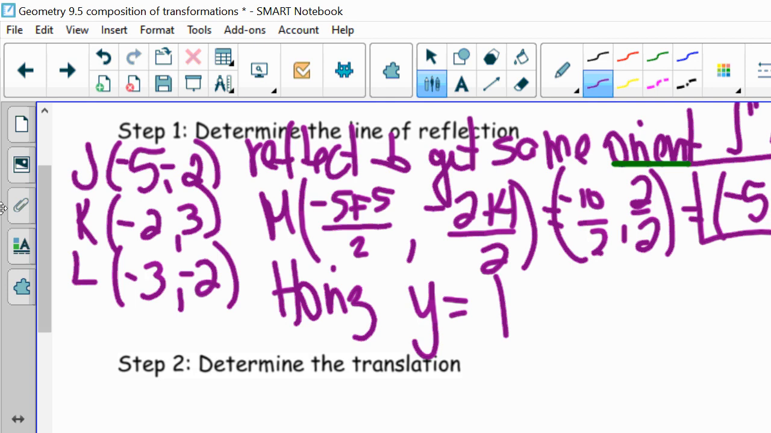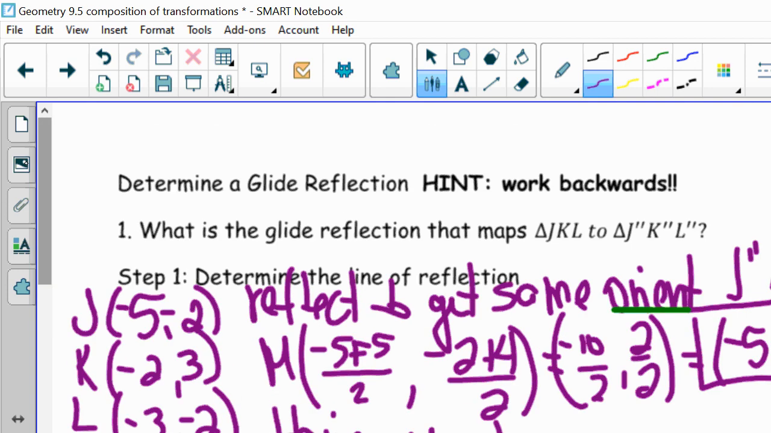I need to find out my translation. I can see that there is no vertical translation, so it doesn't have to go up or down any to get over here. So there's only a horizontal translation. So I'm looking for how many spaces I had to move. I see that it has to move to the right, so I'm just going to pick one and count. So if I pick L and I count over, I go 1, 2, 3, 4, 5. I went to the right 5 units.